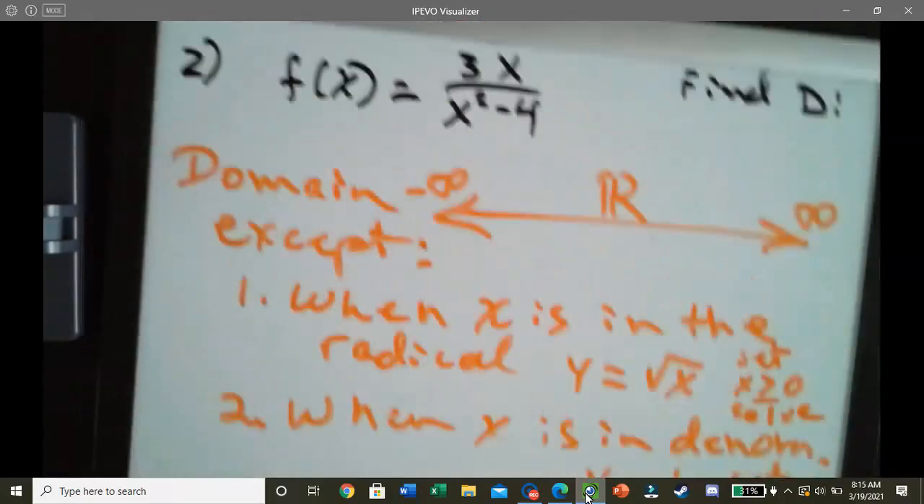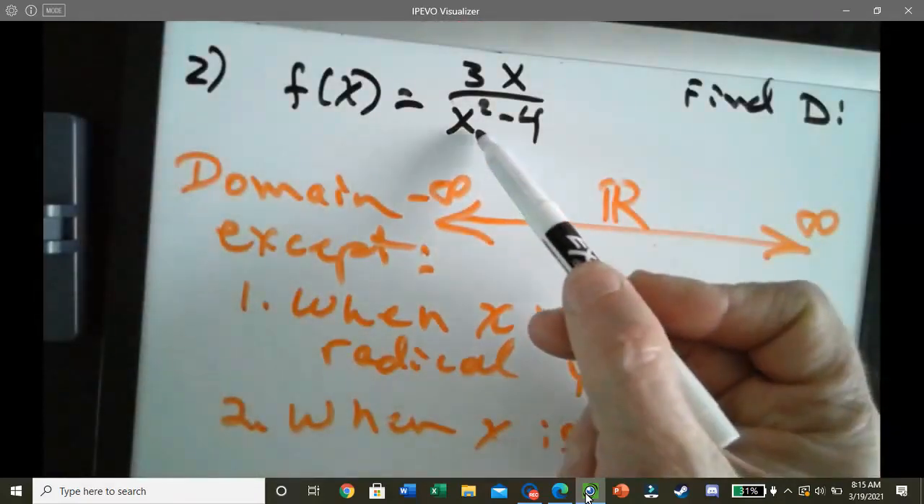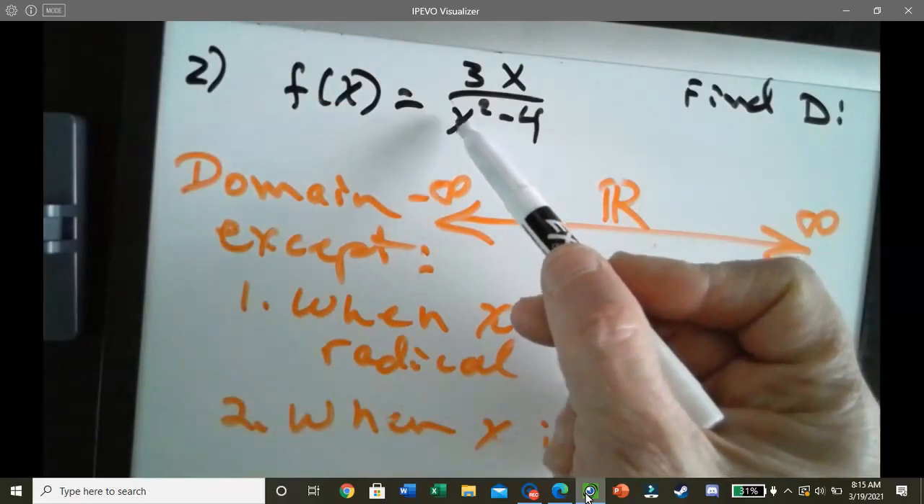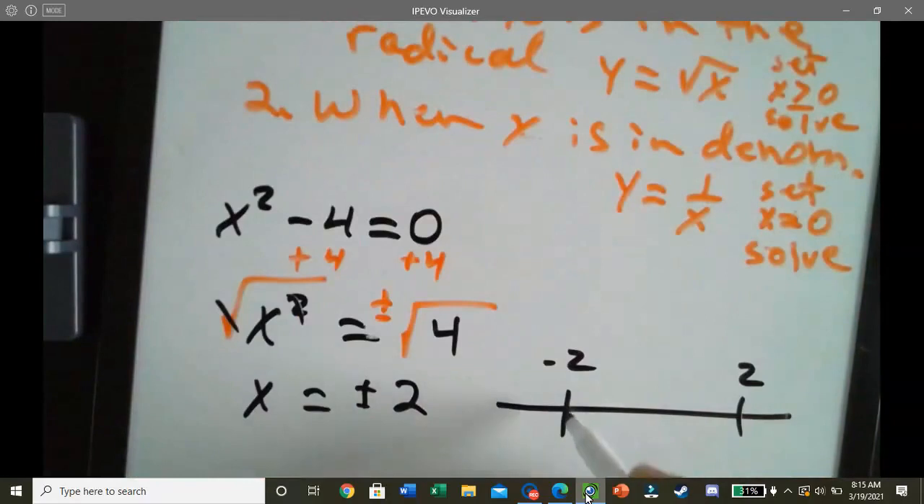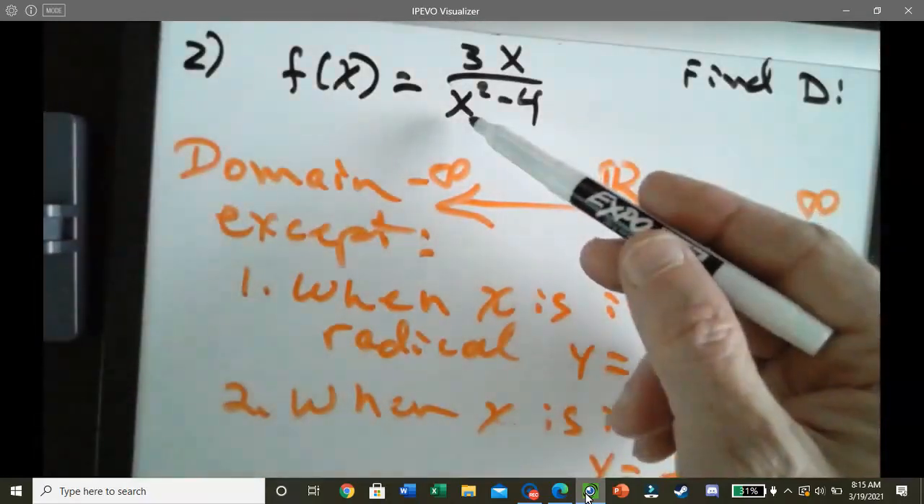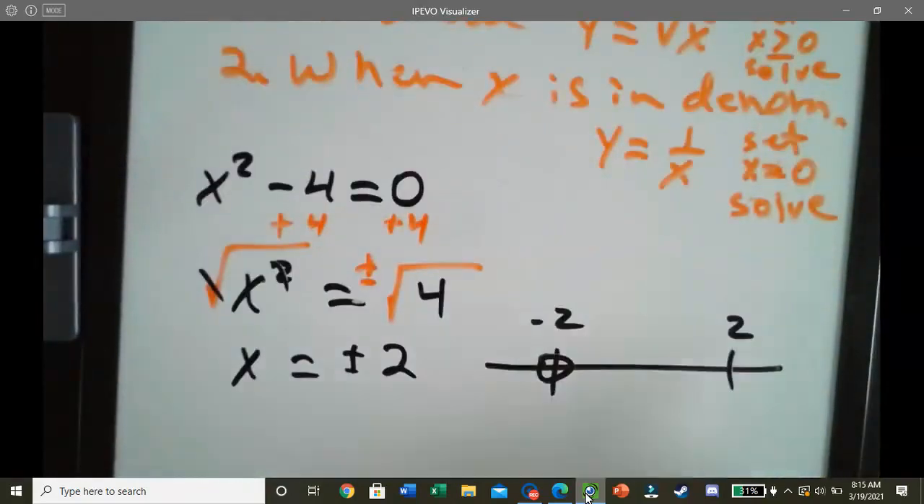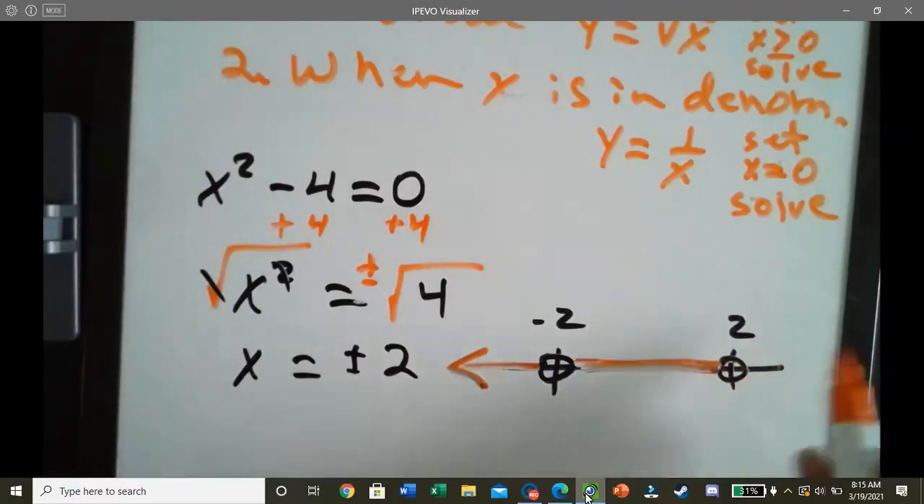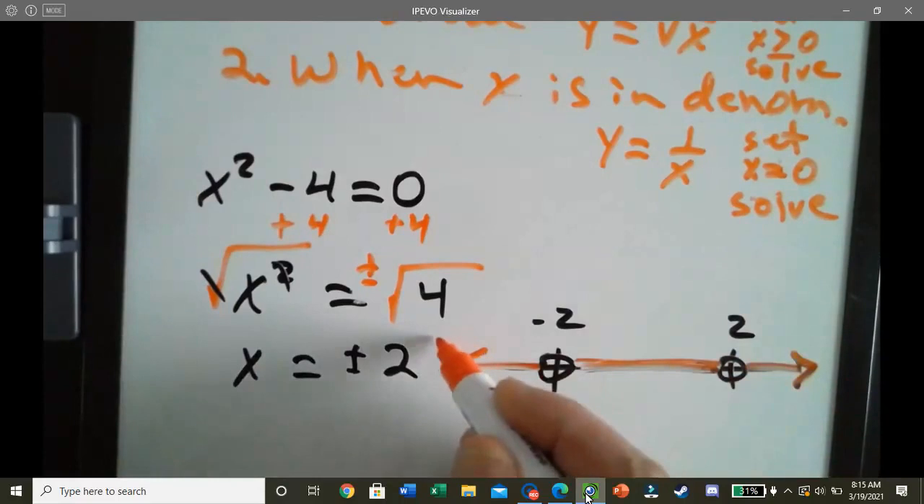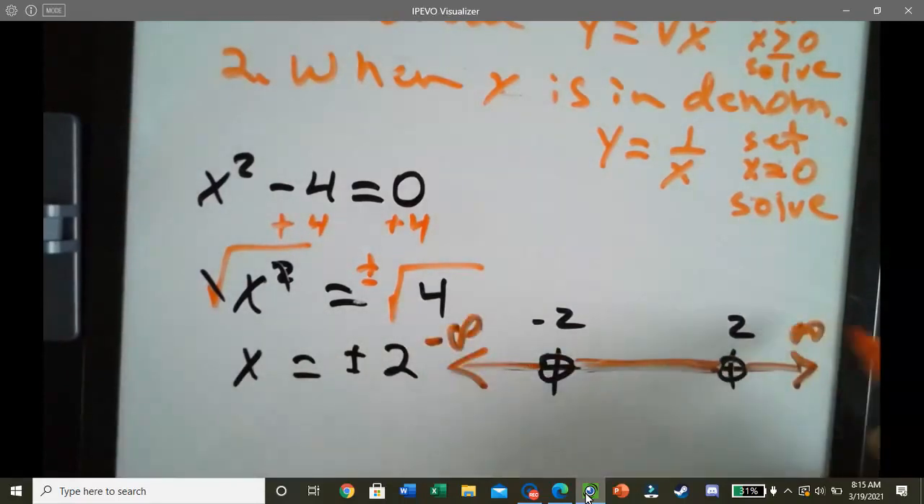If we put negative 2 in here, negative 2 squared is negative 2 times negative 2, which is 4. 4 minus 4 is 0, so we get undefined. And if we put positive 2 in there, we get the same thing: 4 minus 4 is 0, undefined. So your domain exists everywhere, except those two numbers.